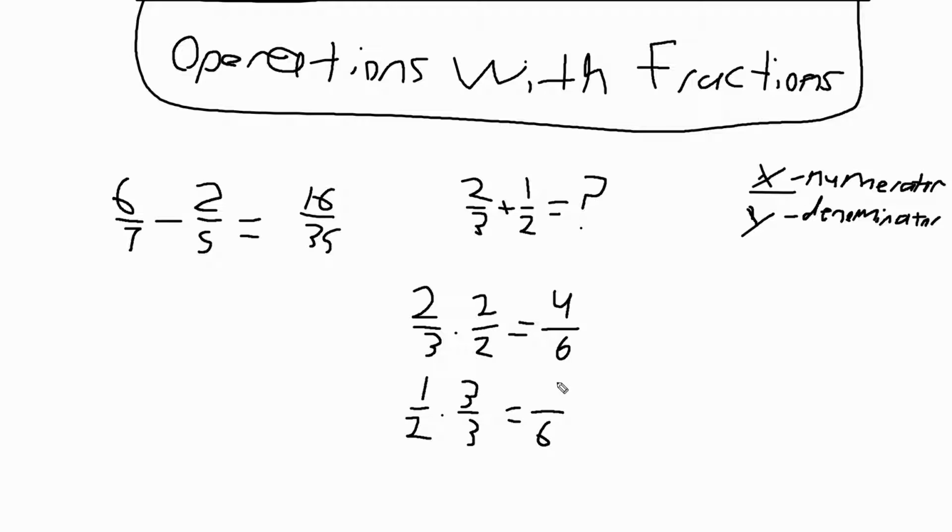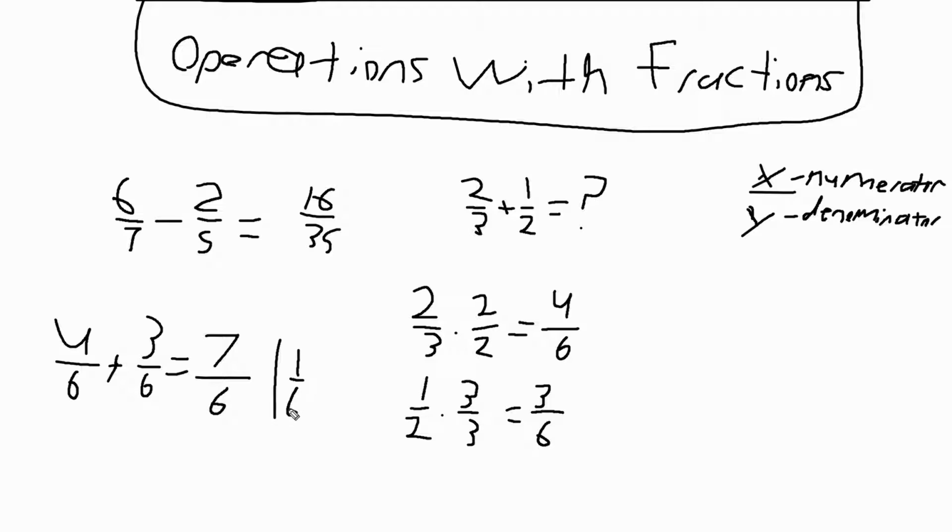1 times 3 is equal to 3, which means we are left with 4 over 6 plus 3 over 6 is equal to 7 over 6. And we could either leave it at 7 over 6 or make it into a mixed number or a mixed fraction, which would give us 1 and 1/6. But just for now, we're going to be putting 7/6 as the answer for that.